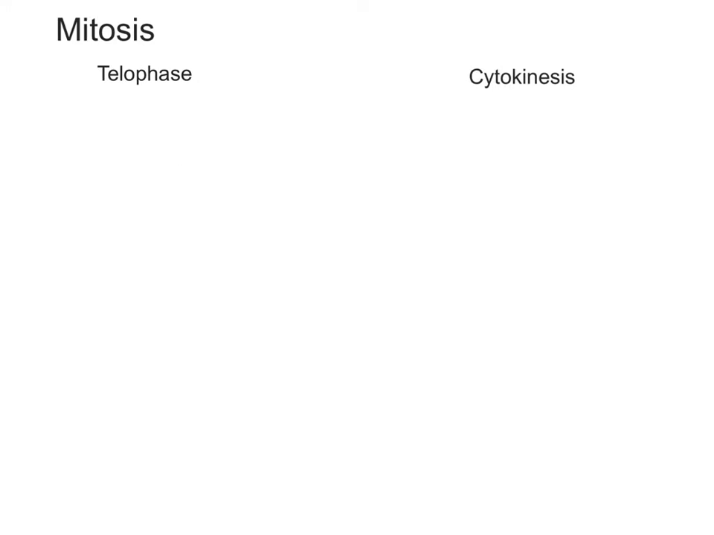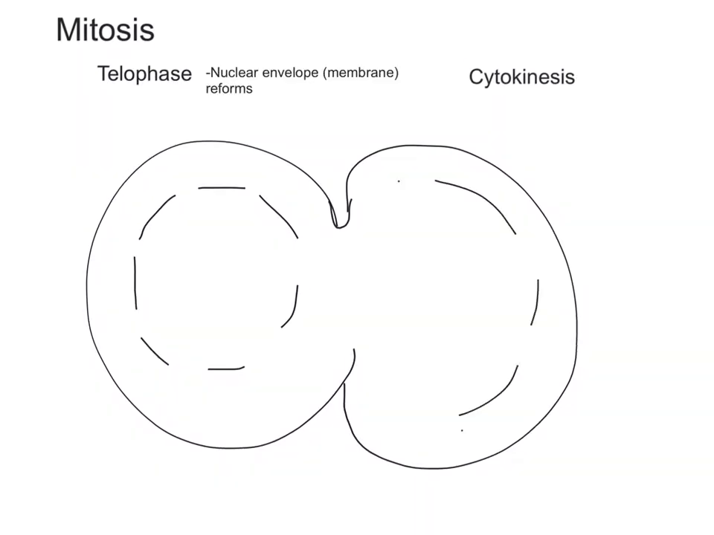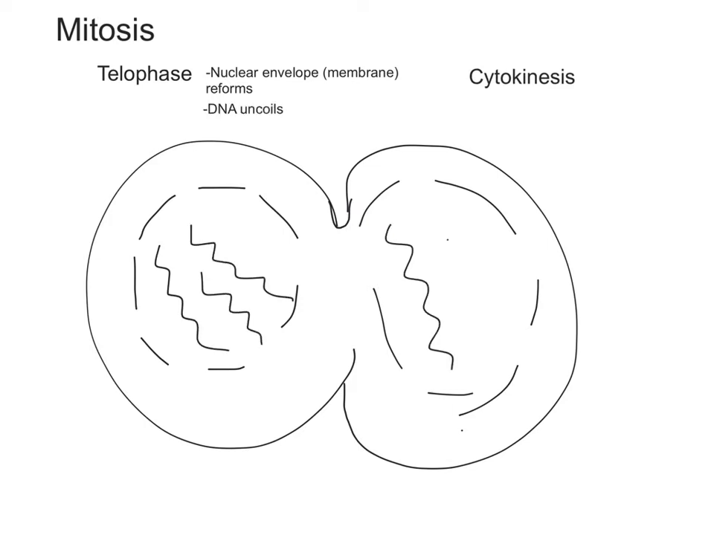The last step of mitosis is telophase, and this occurs at the same time as cytokinesis in most cells. Telophase focuses on the nucleus. Cytokinesis is actually the division of the cytoplasm. So during telophase, we see that our nuclear envelope is going to reform on both sides of our cell. The DNA is going to start to uncoil, so it becomes chromatin again.